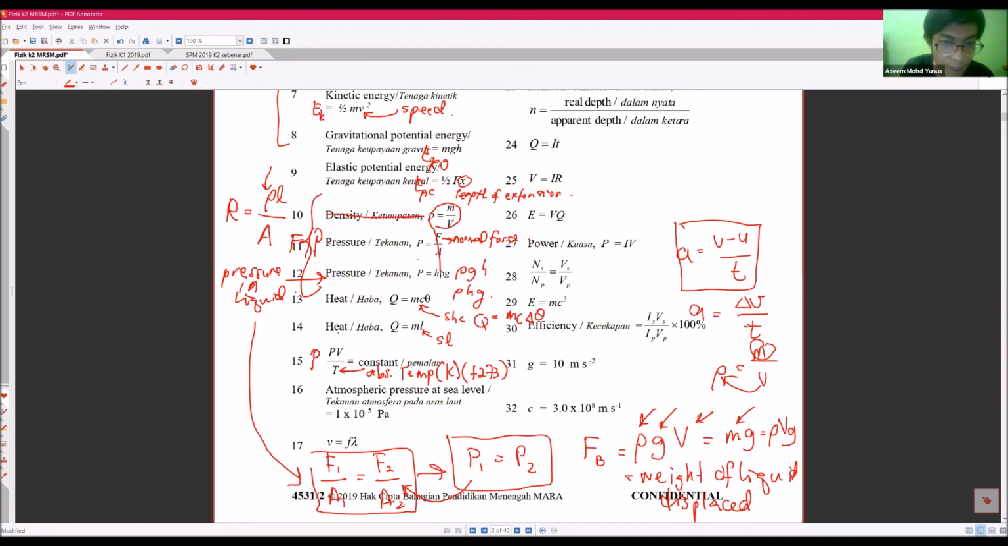P, B, C. P here is for pressure law, B is for Boyle's law, and C is for Charles' law. How are you going to memorize the order? You just need to make a mnemonic from it. For example, we can make PBC sound like "pasti boleh cemerlang" or something.